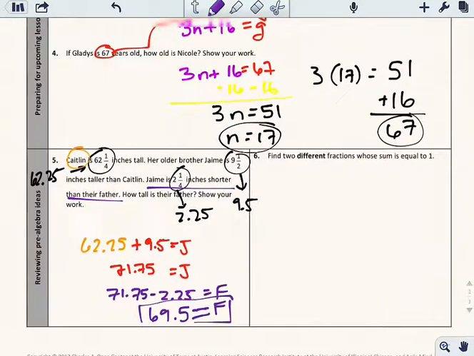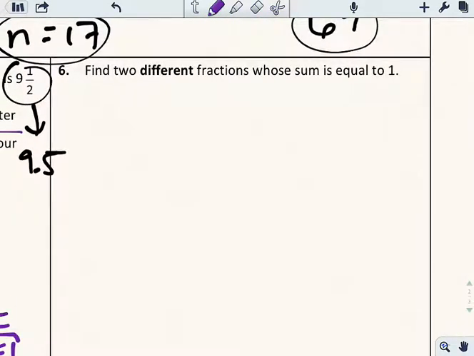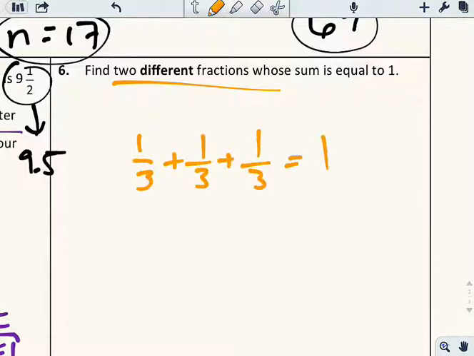Right, last problem. Let's go. Find two different fractions whose sum is equal to 1. Dude, I can do this all day. Check this out. So two different fractions whose sum is equal to 1. We'll check this out. 1/3 plus 1/3 plus 1/3 equals 1. I could do this, look, you only want two fractions? 2/3 plus 1/3 equals 1.